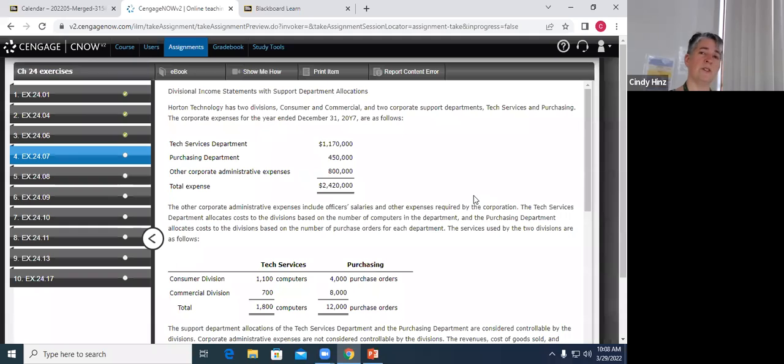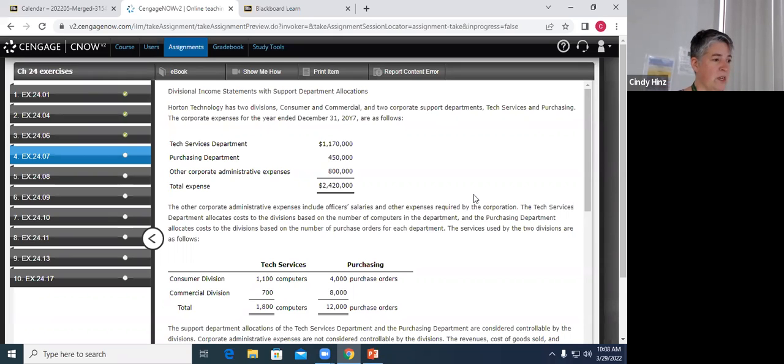So we have two divisions. Each division presumably has a manager. That manager has some authority over the revenues and expenses produced by that department. But because this is a profit center, not an investment center, we're looking only at the income statement portion of the analysis. We're not looking at anything that would be balance sheet related.